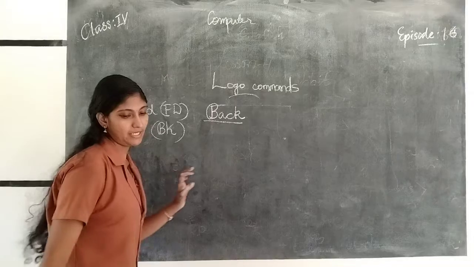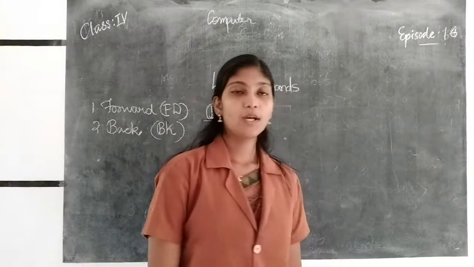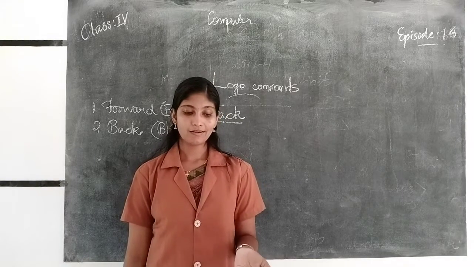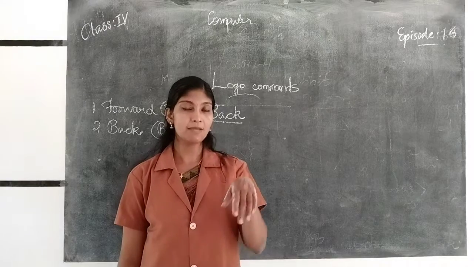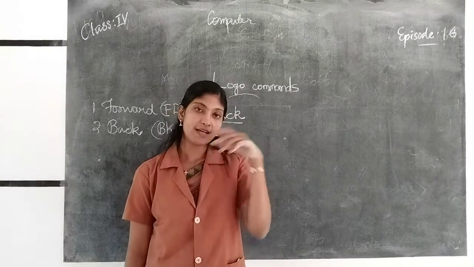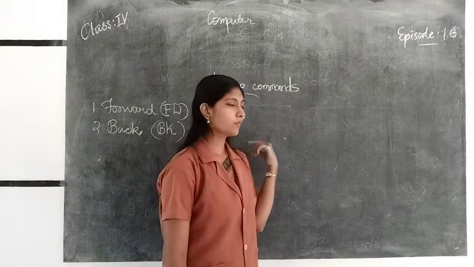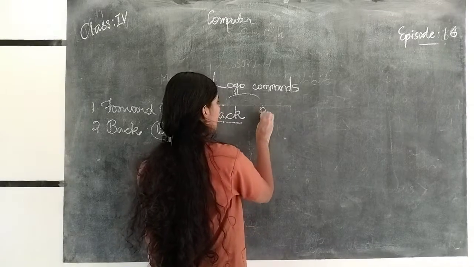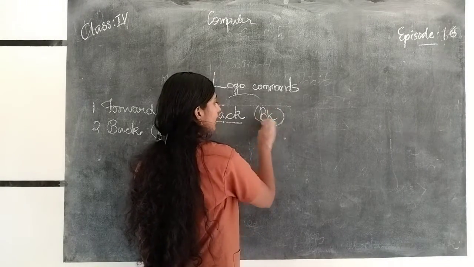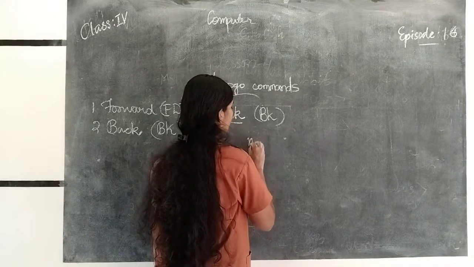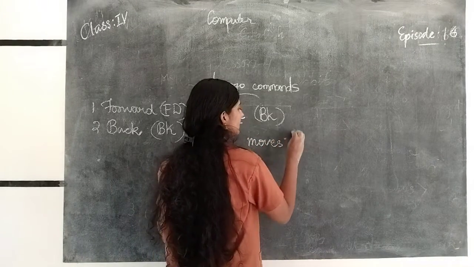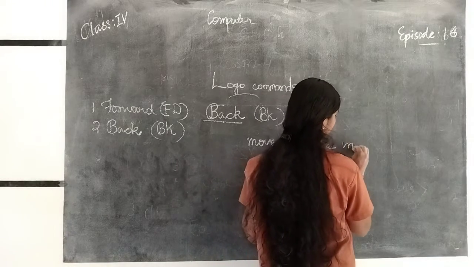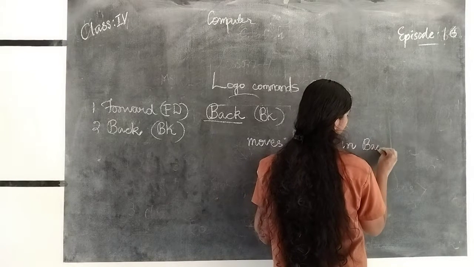So the back command means to move. What is its purpose? To move the turtle in the backward direction by the number of steps mentioned. It is the same as forward, but there is a difference: forward moves in the forward direction, and here it is the backward direction. That is the only difference between forward and back. So back means BK, and it moves the turtle in the backward direction.